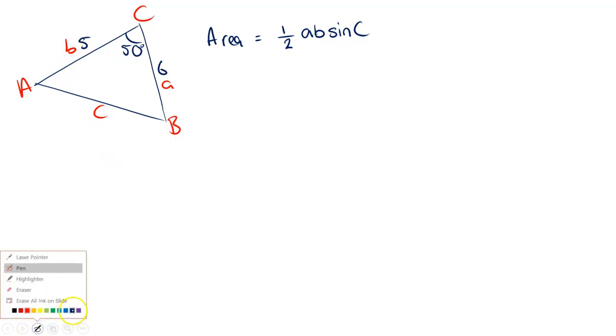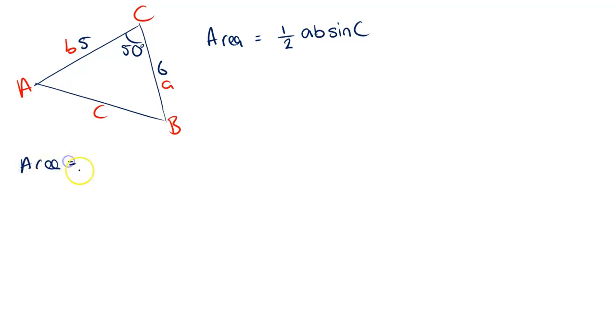Once you've labelled up the triangle, you can go ahead and substitute into the formula. So I have area is equal to a half times A, which is 6, times B, which is 5, times sine of C, which is 50. And then it's just a case of plugging that whole thing into your calculator, and you will find that the area is equal to 11.49, and that's to 2 decimal places. Okay, so it's quite straightforward.